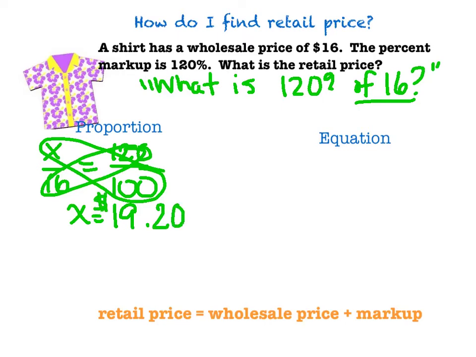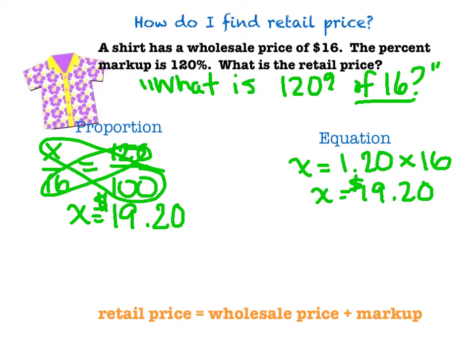Okay? The equation method would be to take what is 120% of 16. So I would have X is equal to 120%, but I need to change that to a decimal, of meaning times 16. And so when I do that on my calculator, I will also get $19.20. It doesn't matter which method you want to use, just as long as you pick the one you're comfortable with.